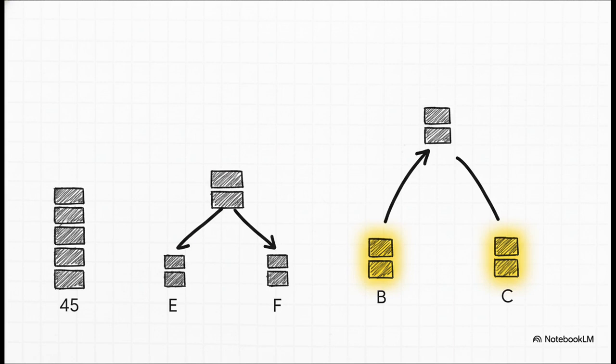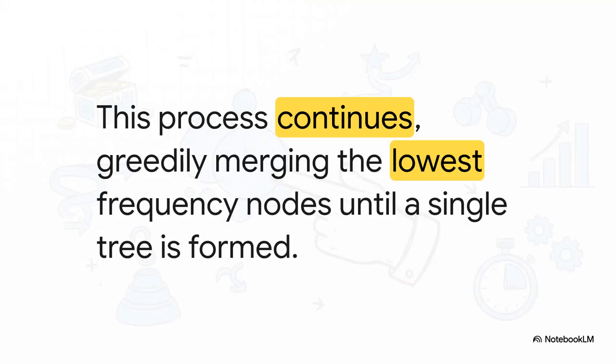Our new E plus F node has that frequency of 14. Looking at our updated list, the two with the lowest frequencies are now C at 12 and B at 13. So you guessed it, our next greedy move is to combine them. And this just keeps on going. You just greedily merge the two lowest frequency nodes over and over and over again.